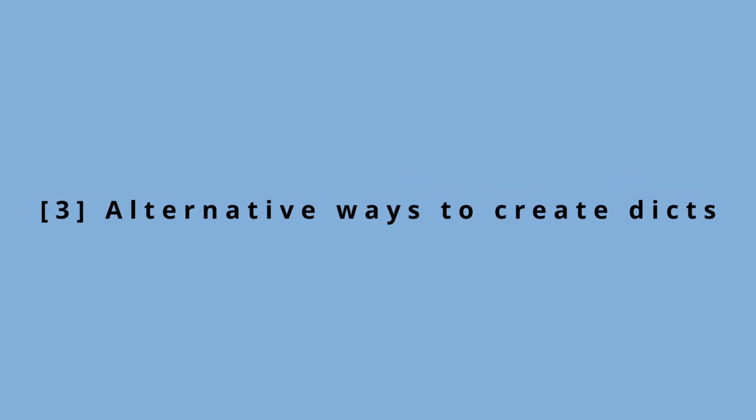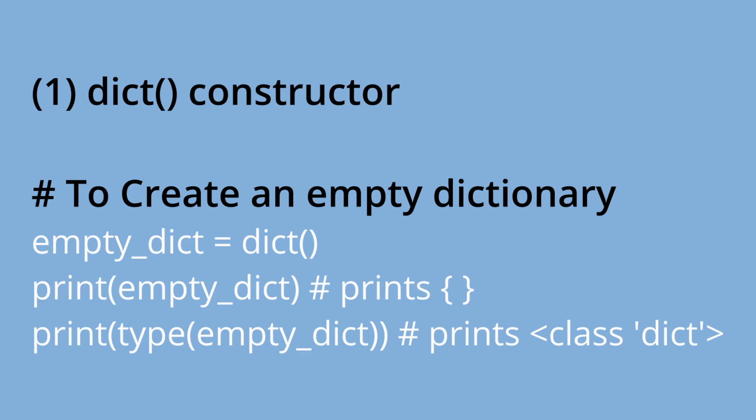Alternative ways to create dictionaries. Just like lists and tuples, dictionaries can be created with the dict constructor. Empty dictionary: empty_dict = dict(). If you print empty_dict, it gives you just empty curly braces. Print type of empty_dict gives you class dict.